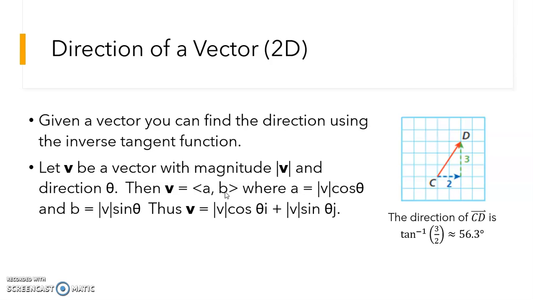Now, if I wanted to write it in terms of the unit vectors, I could do the magnitude of v times the cosine of theta, i, plus the magnitude of v times the sine of theta, j. And that would get me that in terms of the unit vectors. Let's take a look at an example.